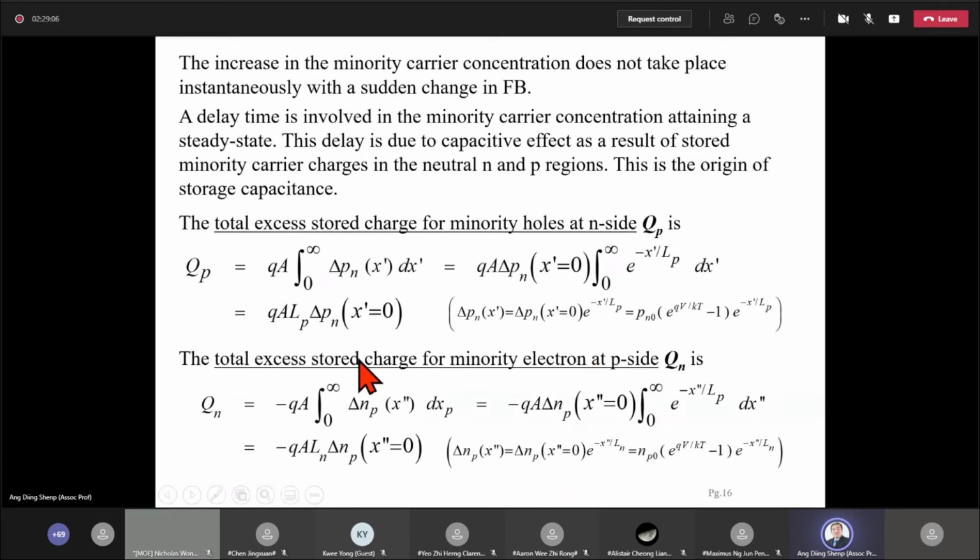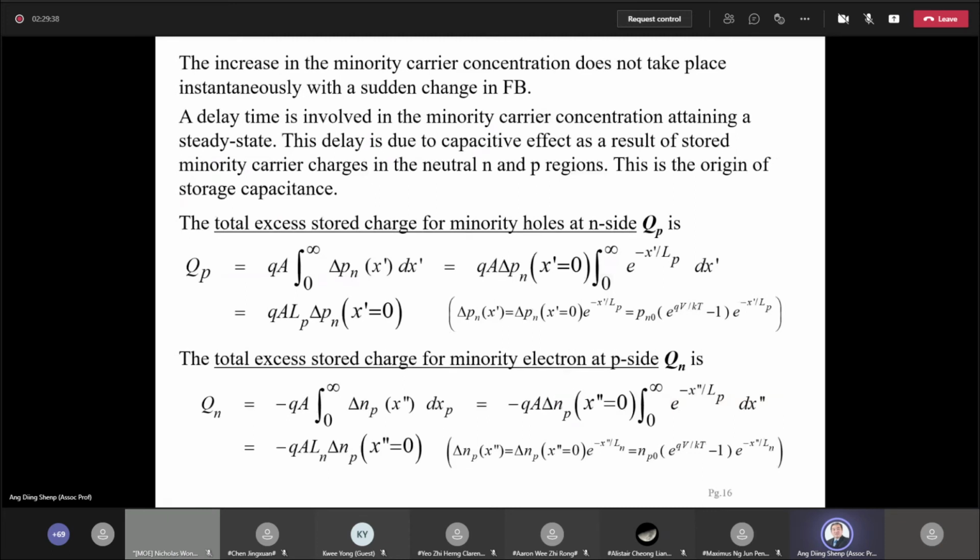Now we can repeat the same exercise for the excess electron charge stored on the quasi-neutral P side. There's a negative sign here because an electron carries a negative charge. If you go through similar steps, this will be the final result for the total electron charge stored on the quasi-neutral P side.